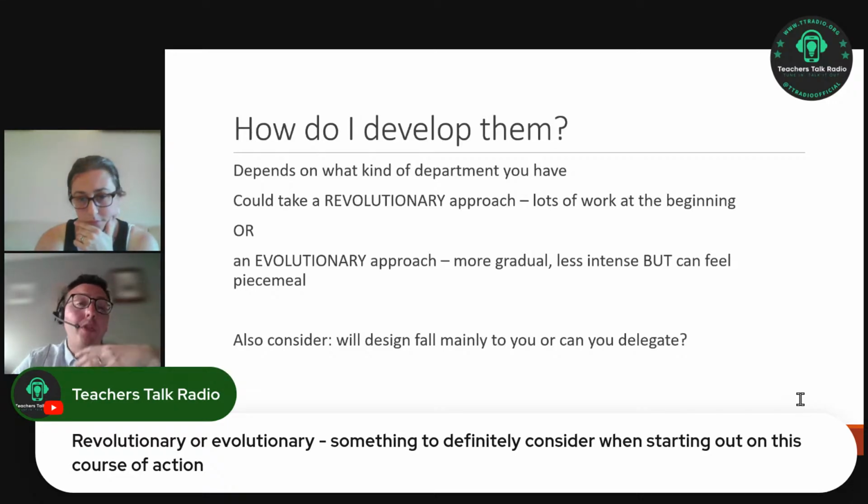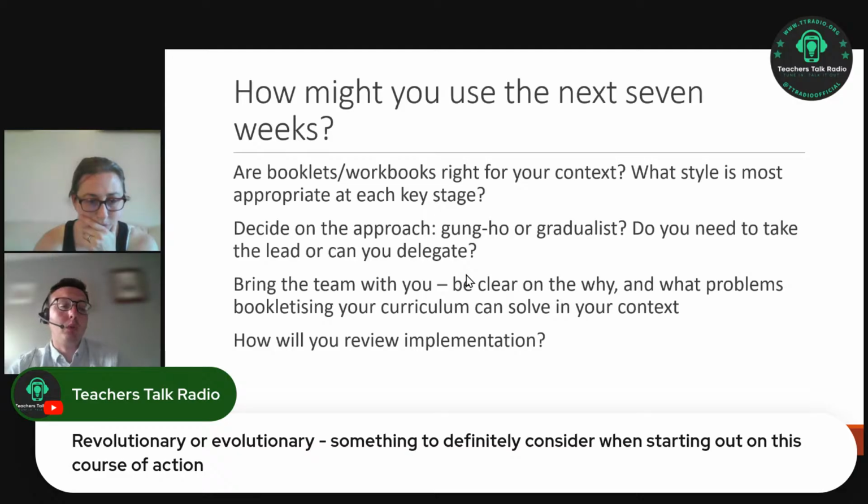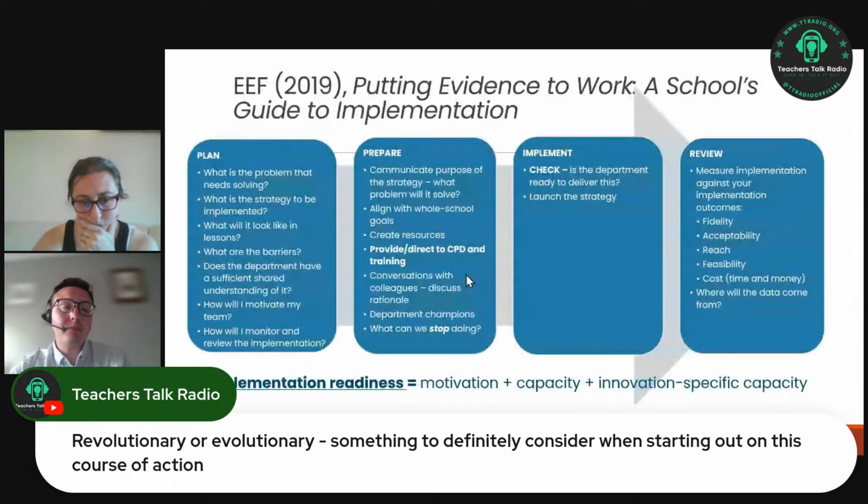So either way, to bring your team with you, you'll need to be clear on the why. What problems will booklets or workbooks, whatever format you choose, actually help to solve? What barriers might there be to implementation? So as I come to an end here, I'll just leave this slide on the board for you to have a little look through.